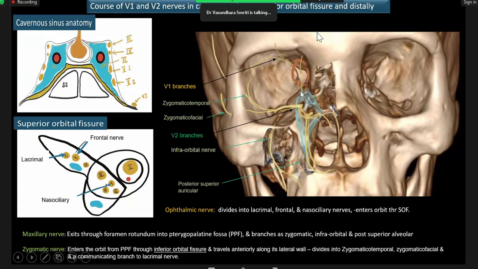The second nerve comes out through the foramen rotundum. It will divide into branches like zygomaticotemporal, zygomaticofacial, and a big branch that we will see, that is the infraorbital nerve. It will give branches to the Vidian nerve, that is this fifth and the seventh communication over here, which supplies the palate and also the nasal cavity.